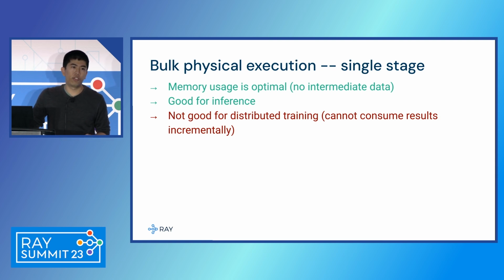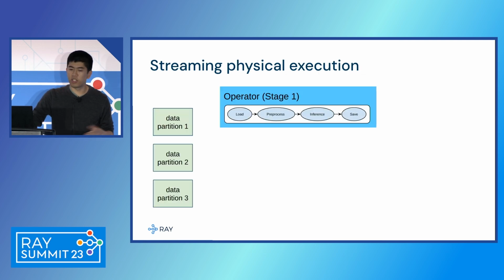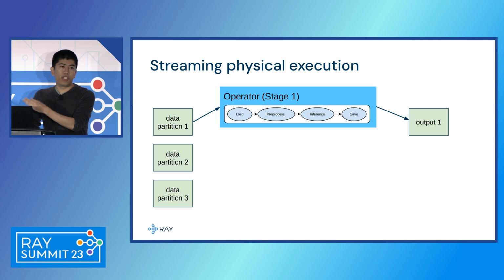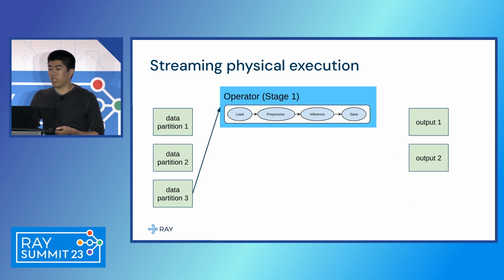What it's not good for is distributed training, because when you're trying to consume a terabyte dataset, you don't want to process a terabyte of data before you start your PyTorch job. You want to process data as soon as possible. Now streaming solves this problem, because with streaming, you create that operator, and for each data partition, you can send it to the operator, and as soon as that operator has finished computing data, you can send it to your downstream sink, and so on and so forth in an incremental way.